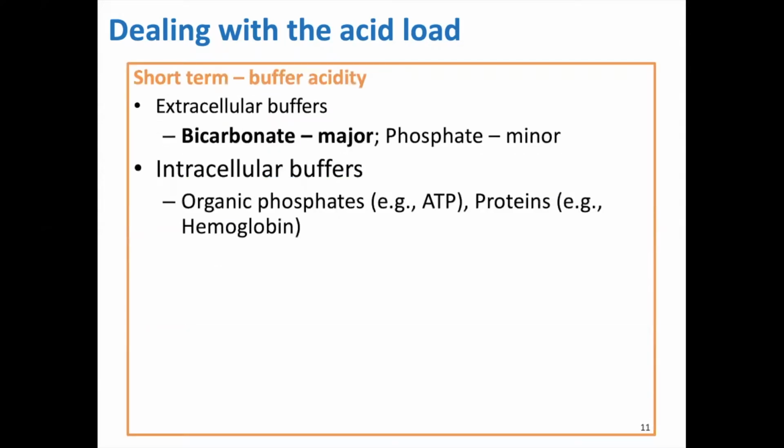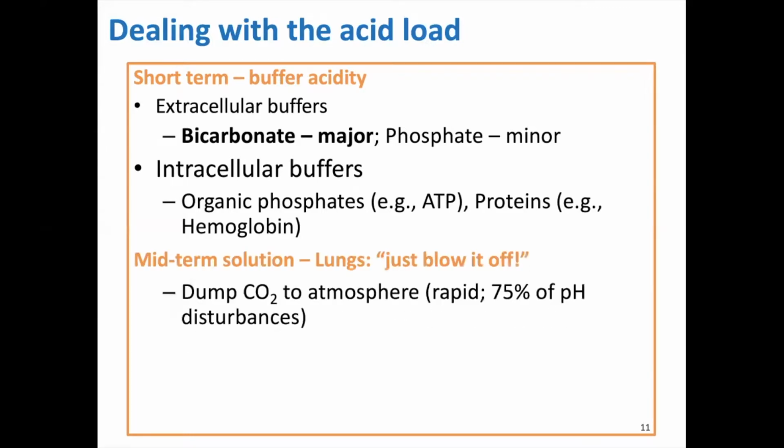Good. So our short term is really looking at our ability to buffer acidicness. So we look at the extracellular buffers like bicarbonate. That's our major one. Phosphate also contributes minorly to our buffers, but really a lot of it comes from that bicarbonate. We also have some intracellular buffers like organic phosphates, such as ATP, and proteins such as hemoglobin. But really, when it comes down to it, especially for our extracellular buffers, we have that bicarbonate available to buffer.